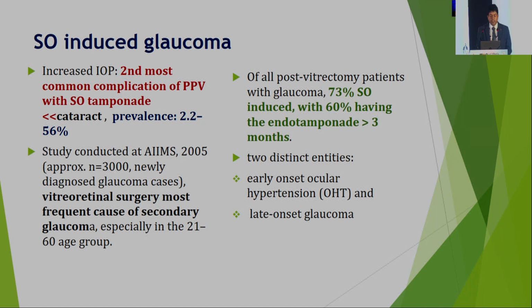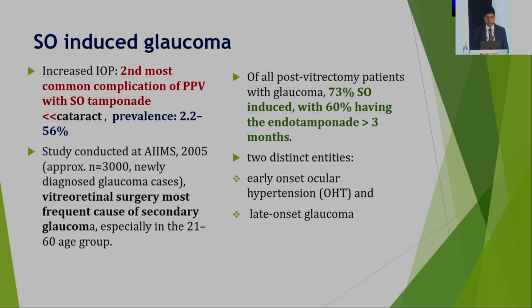So coming to silicone oil-induced glaucoma, it's the second most common complication following PPV with silicone oil tamponade after cataract. Prevalence has been seen to range from 2 to almost 56% in various studies, and in one study conducted in 2005, out of all post-vitrectomy patients with glaucoma, silicone oil was found to be the offending agent in almost 73% of cases, and most of these cases had the endotamponade for more than 3 months.